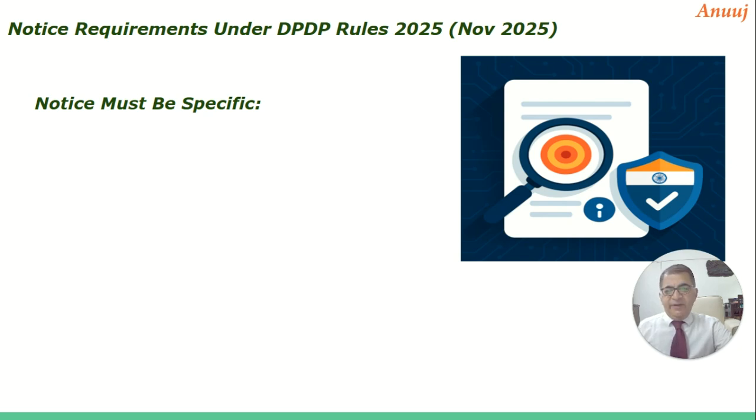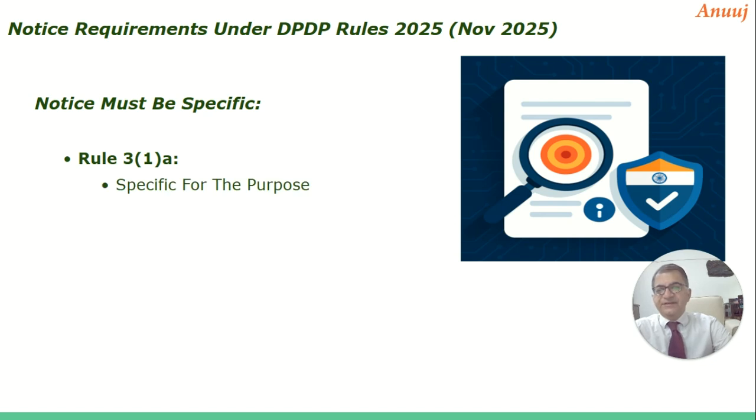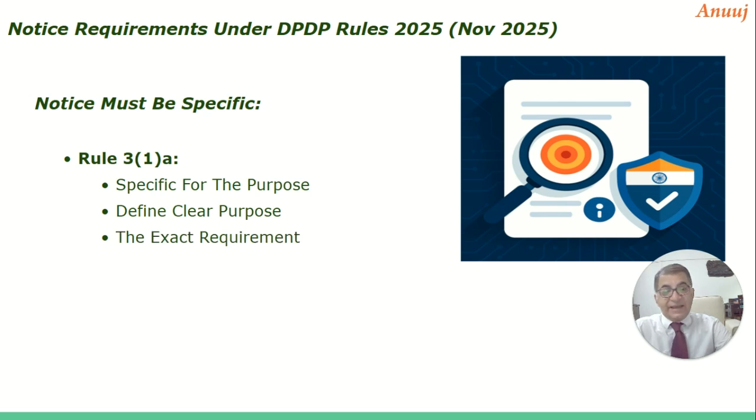The notice must be very specific. Rule 3.1(a) says it has to be specific to the purpose. I've been repeating that again and again. The purpose should be clearly defined with the exact requirement. I need this personal information. I have been giving these small examples in my various Udemy courses as well as YouTube videos. I need your email address to do email marketing with you. That means your name and your email address.